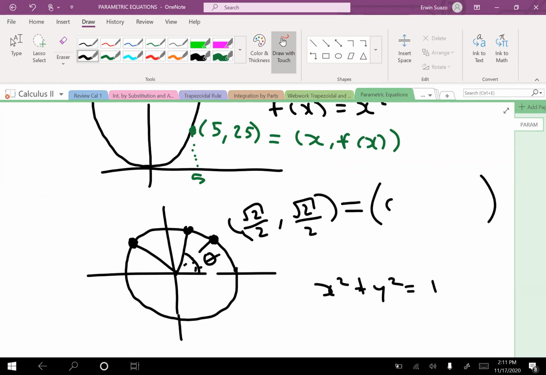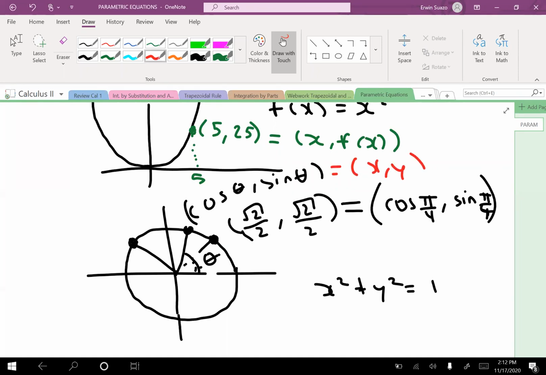So this is cosine of and sine of theta. In this case, cosine of pi fourths and sine of pi fourths, right? Yes. This guy. And in general, this is cosine of theta, comma, sine of theta. So you see the circle over here has a different parametrization, because that's our first parametrization. We just never call it like that. This is my x and this is my y, and x and y depend on the angle theta.